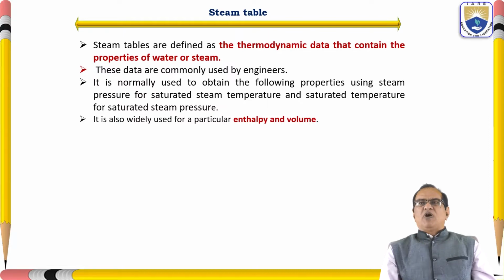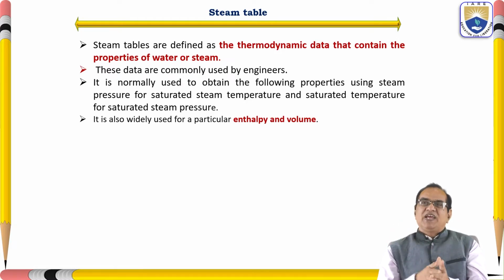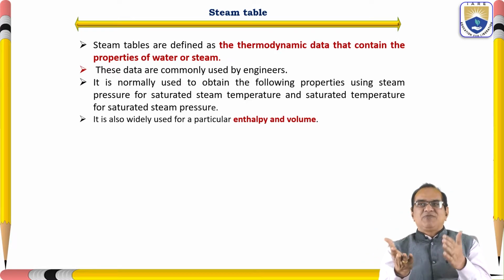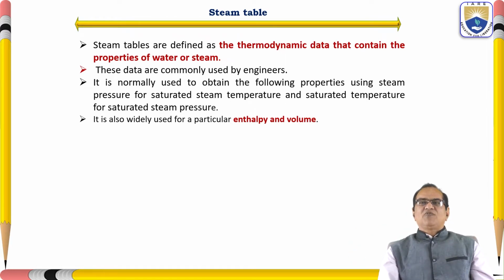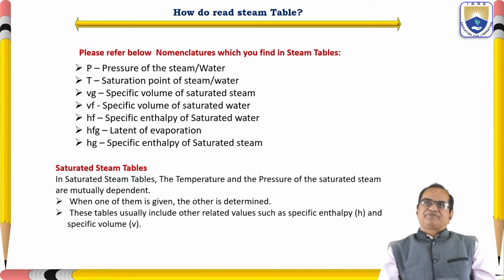It is normally used to obtain properties using steam pressure for saturated steam temperature, and using saturated temperature for saturated steam pressure. So if you know the saturated pressure, you can find the saturated temperature. If you know the saturated temperature, you can find the saturated pressure. It is also widely used for enthalpy and specific volume. We can find out different types of properties.